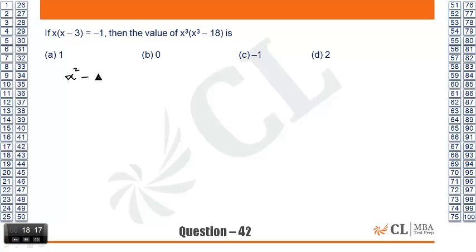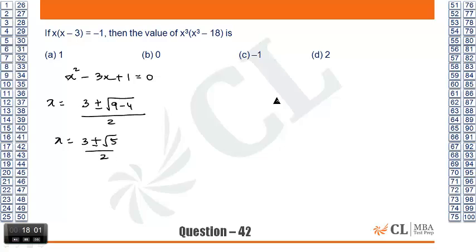It will be x square minus 3x plus 1 equal to 0. The x will be what? Minus b plus or minus root of b square minus 4ac, 9 minus 4, divided by 2a. So x will be 3 plus or minus root 5 divided by 2. One value is 3 plus root 5 divided by 2, another value is 3 minus root 5 divided by 2. Then it does not seem either of the options. Which means let's take one and see what happens. So this is the value of x.